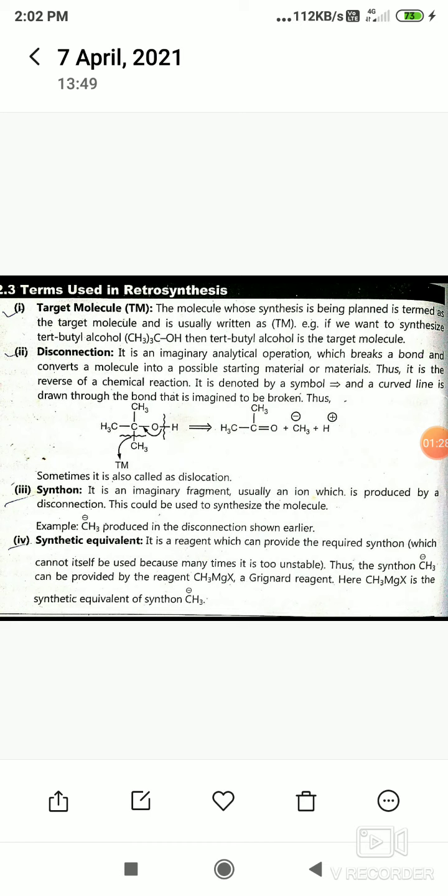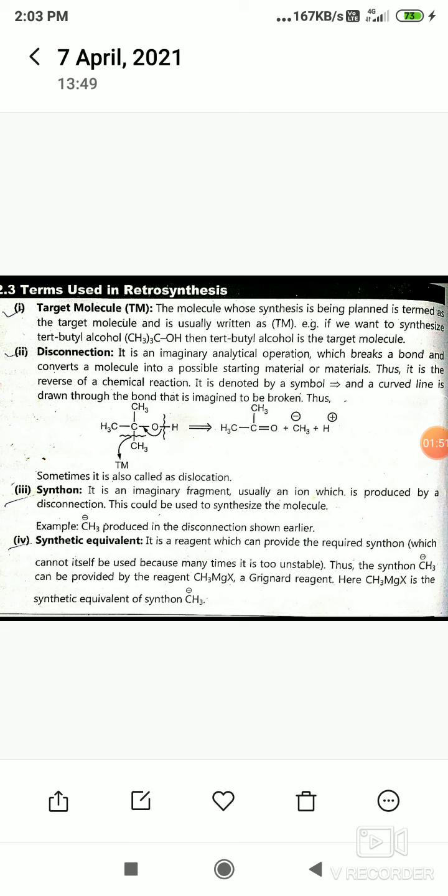For example, tertiary butyl alcohol, (CH3)3COH, on disconnection, the C-CH3 bond is broken, and then the formation of a ketone plus CH3 minus plus H plus. These two are synthons.